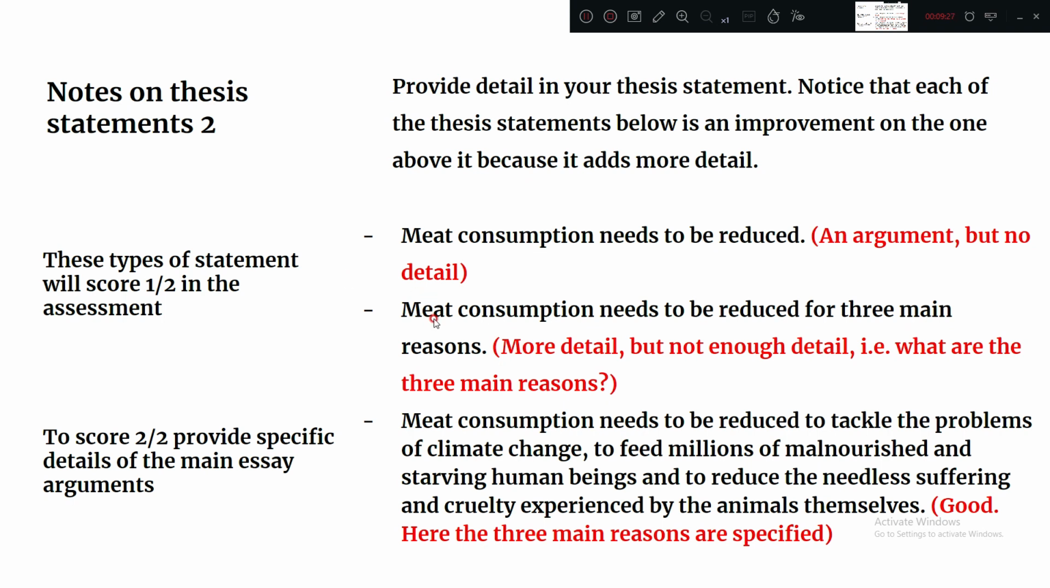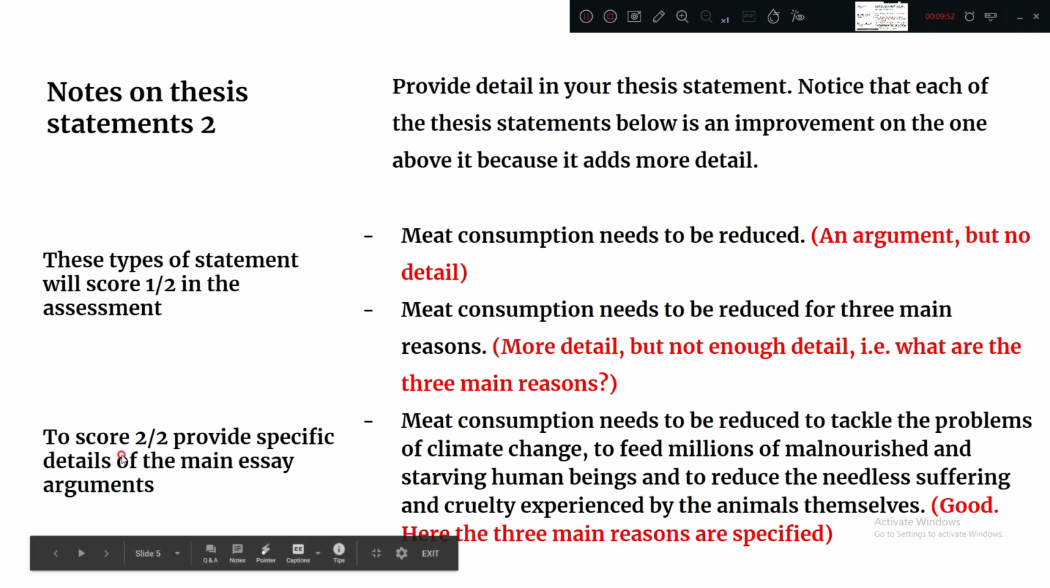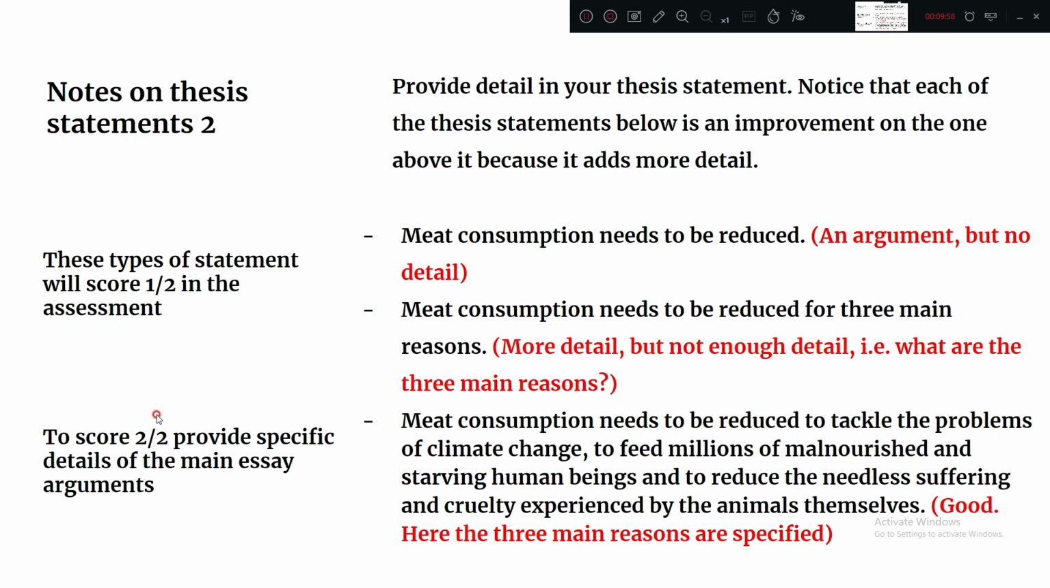This one also lacks specific detail. So the writer says meat consumption needs to be reduced for 3 main reasons. And the obvious question here is, what are the 3 main reasons? So this statement also is very non-specific. We don't know what the 3 reasons are. So a full and complete thesis statement, or a clear and specific, clear and narrow thesis statement will provide details of the three supporting arguments.